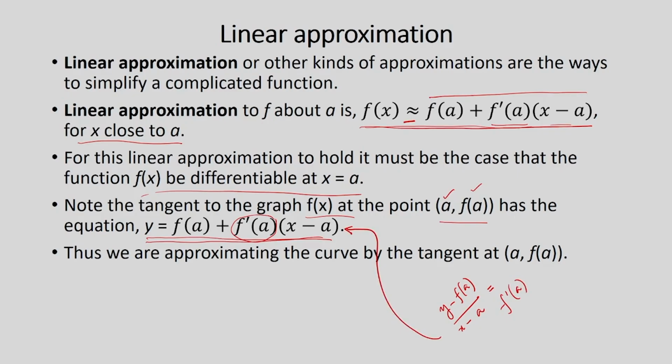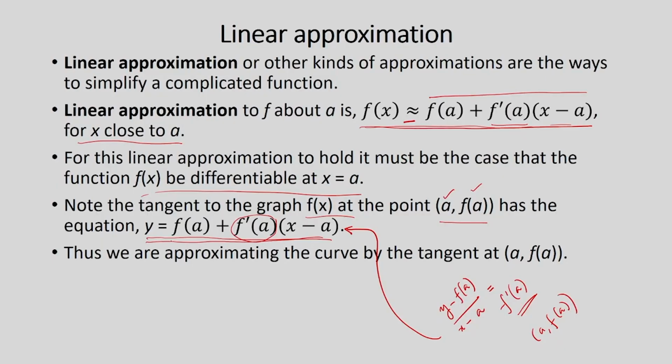And we know that this point (a, f(a)) is a point on the graph, on the tangent. So, therefore, we can use that fact, and we can use the fact that f prime of a is known to us, and therefore, the slope of the tangent is given by this.